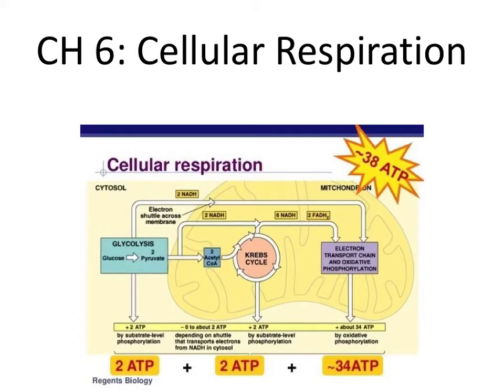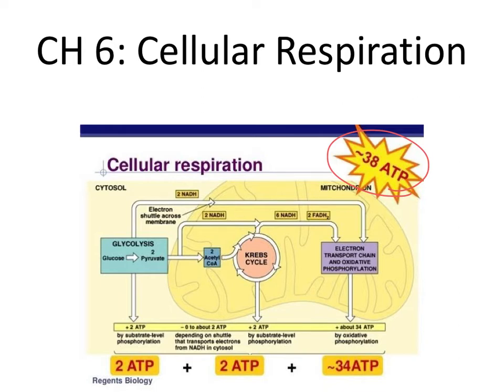This video is Chapter 6 Notes, Part 2, all about glycolysis and the Krebs cycle. We left off with ATP. ATP is an energy-storing molecule. It is what cells use to do specific jobs.